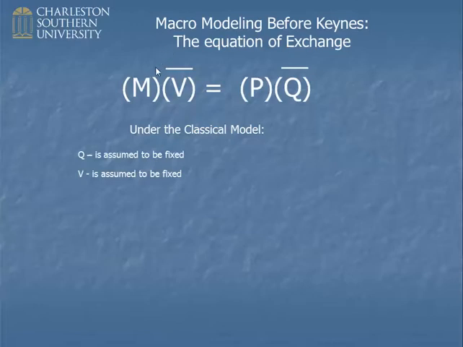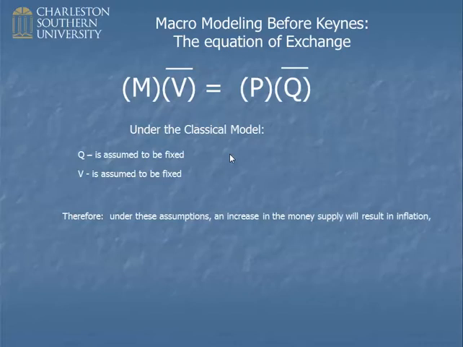Alright, so then we have a bar over V and over Q. Therefore, it should be kind of easy to see that under these assumptions, an increase in the money supply is going to result in inflation. So you can see it here. If we increase M, and I indicate that with that little arrow, then there would have to be an equal and offsetting increase in P to keep that equation in equilibrium. So this is the basic classical model.